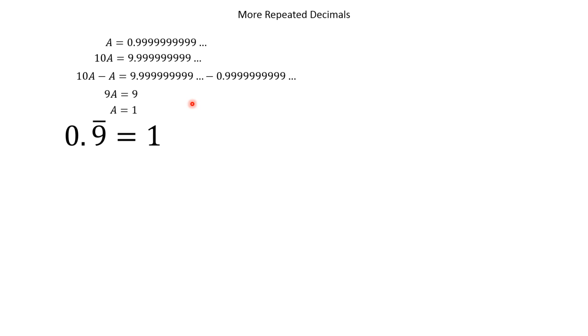Just letting that soak in for a second. 0.9 repeating equals 1. And that's it.